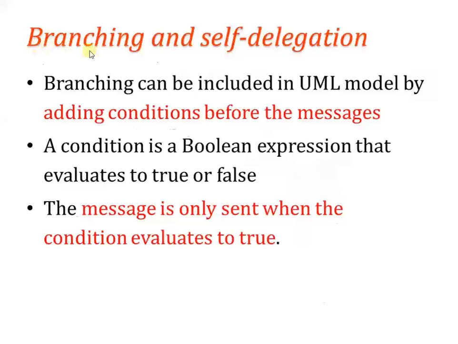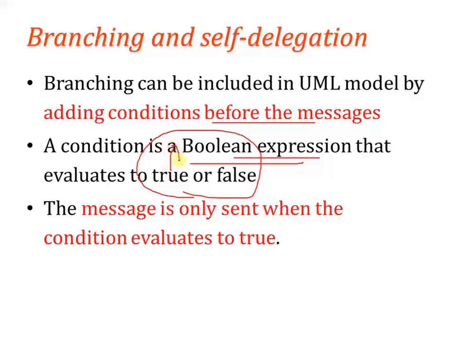Next is called branching and self-delegation. Branching means that based on certain conditions, you can transfer the control, that is, message passing can be determined based on certain conditions. This condition is nothing but a Boolean expression that says whether the output of the condition is either true or false. True means the control goes to some other function, some other message. False means it may go to some other function. So the message is sent only when the condition evaluates as true. False means it will not be executed. That is called branching.